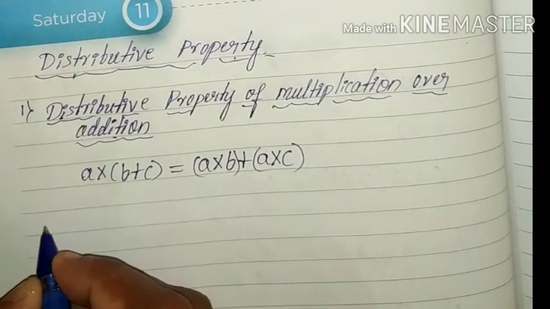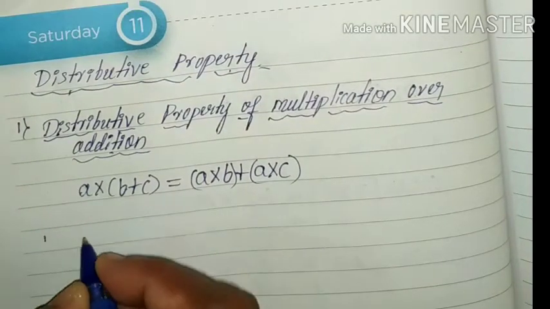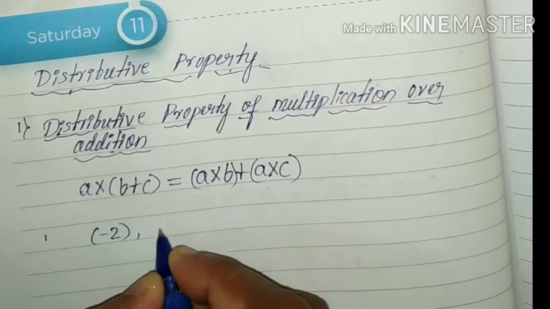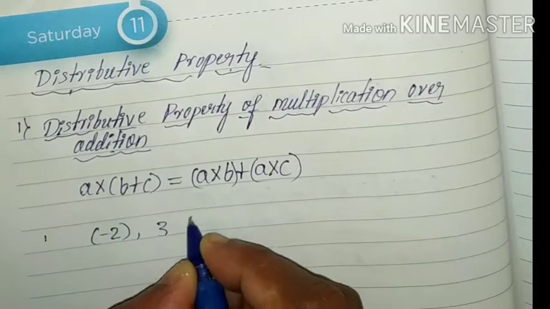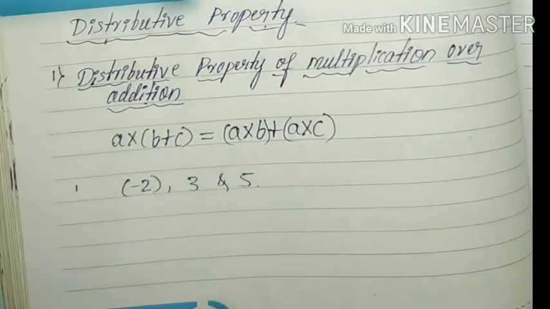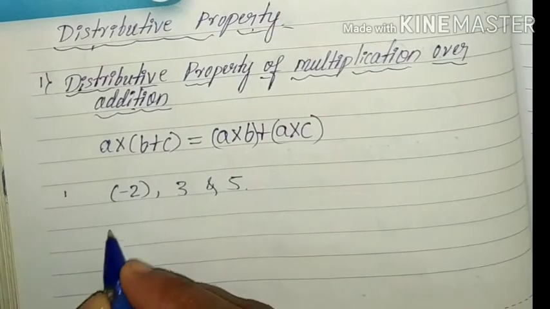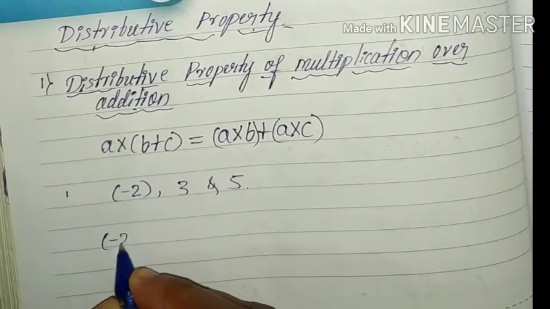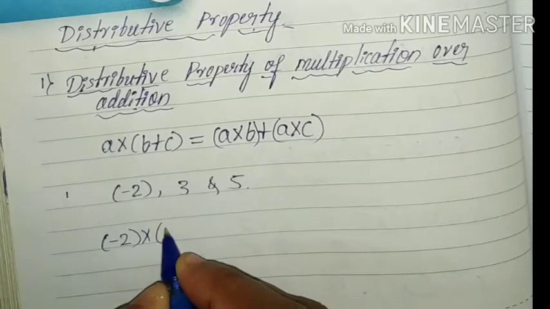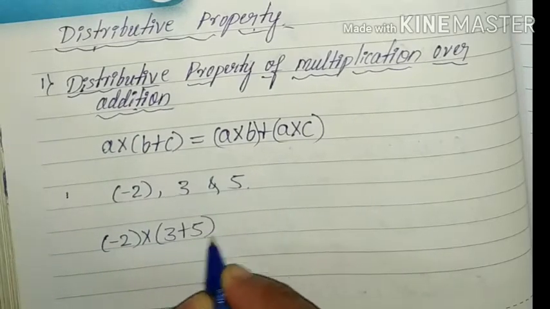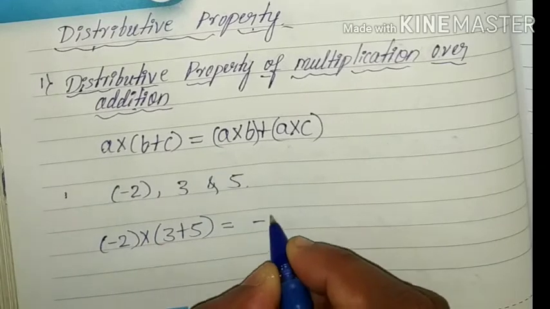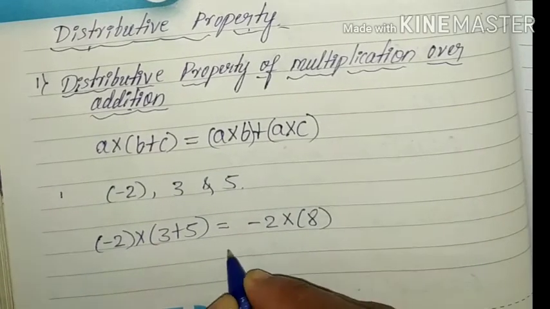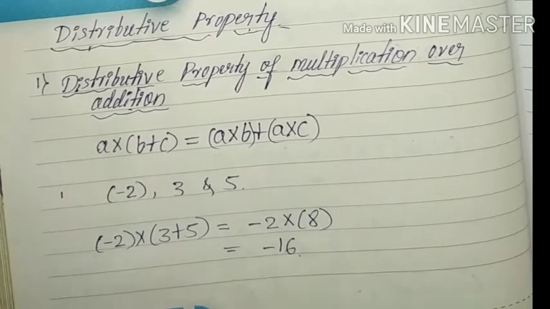We'll solve one example. We'll take three integers, -2, 3 and 5. First I will write like this, -2 into (3 plus 5). What is 3 plus 5? It is 8. 8 twos are -16.